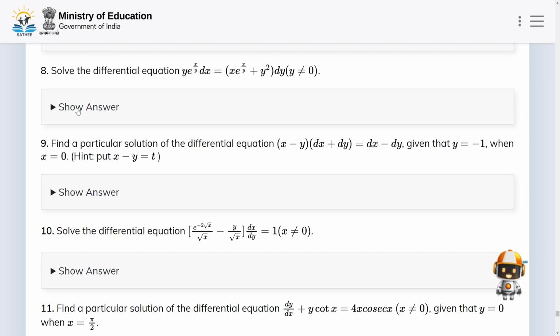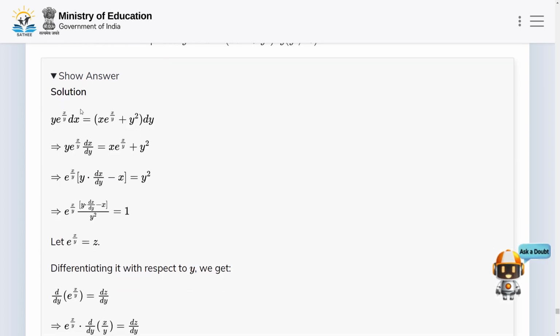square dy. Solve this. So what you have to do? Quite simple, as you can see. You can write this in this form, that y e power x by y dx by dy is equal to x e power x by y plus y square.